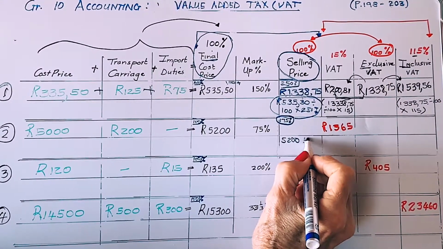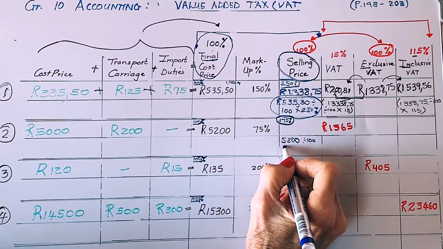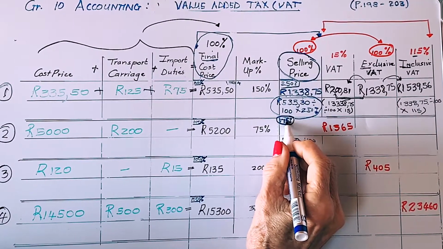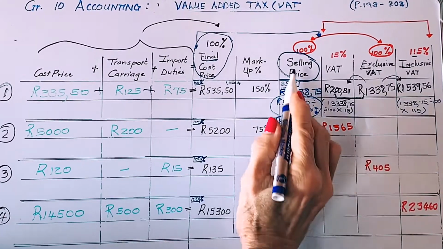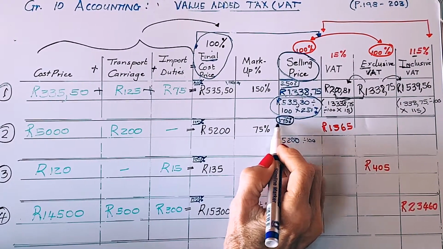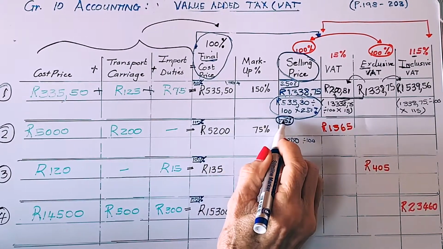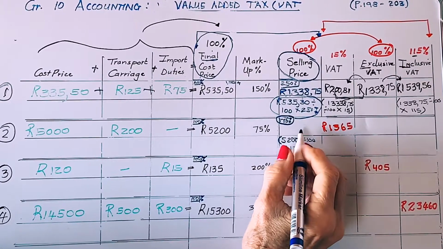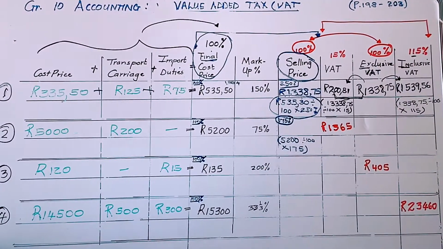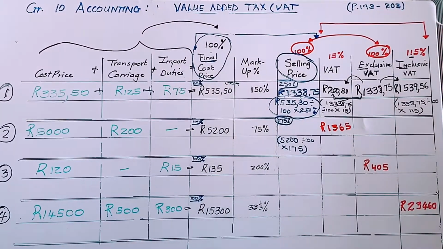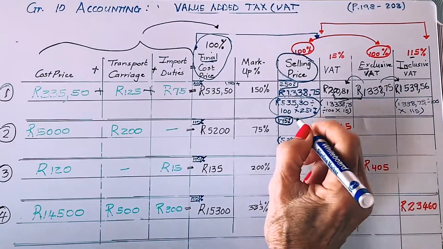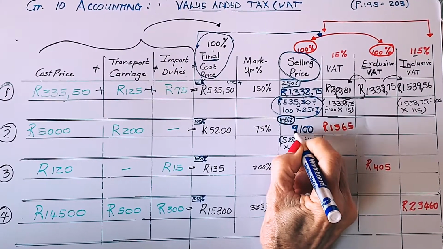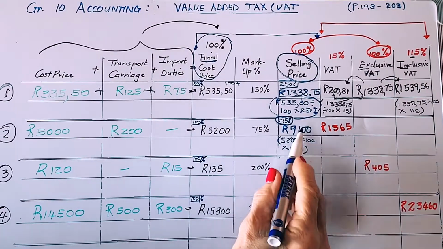So the calculation that I'm going to do to get that amount, I start with the known amount, which is the 5,200. The identity of that amount is 100. I divide that by 100. I times that with 175, because 175 is my selling price percentage identity, 100 plus markup. That will be the calculation to work out your selling price for number 2, and that will give you the amount of R9,100.